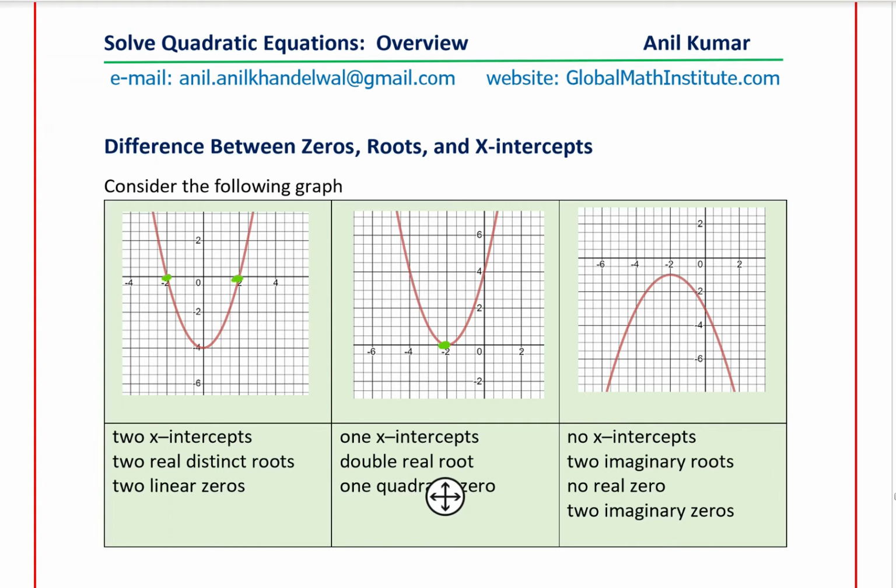Okay. So in short, in the first case, we have two x-intercepts, two real distinct roots, right? And two linear zeros. So the zeros are also at these x-intercepts. However, their nature is linear. It's kind of a straight line. In the second case, we have one x-intercept. Both the roots are now at one point. So we have double real roots.